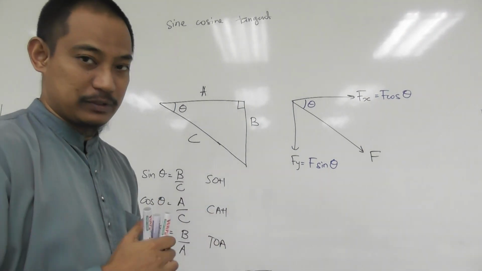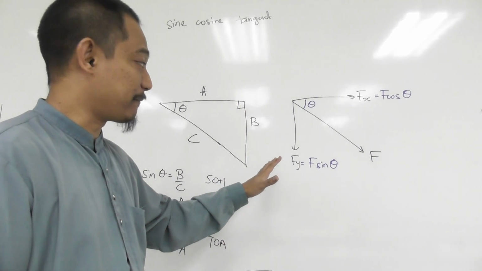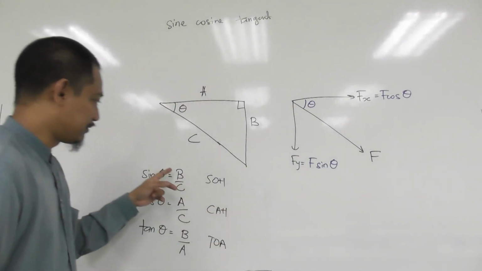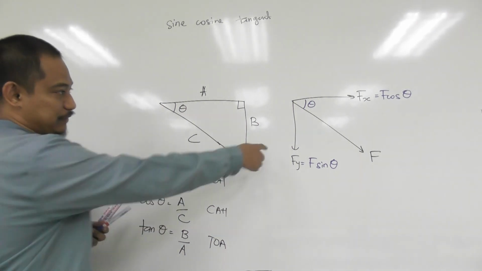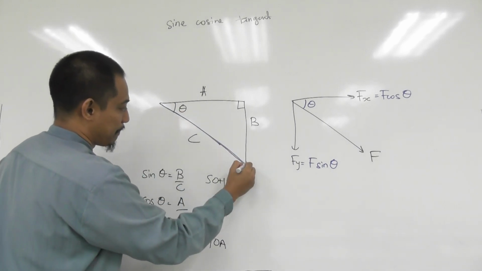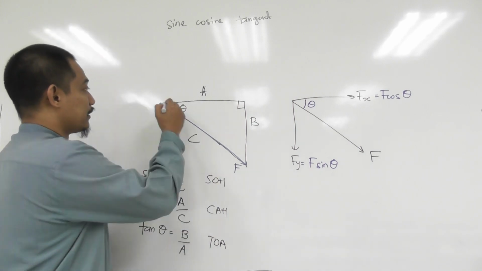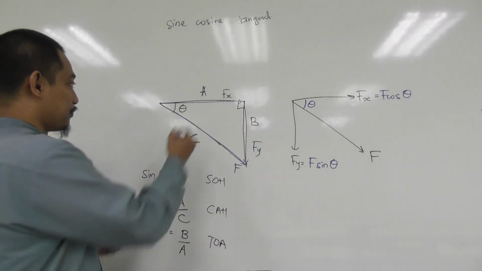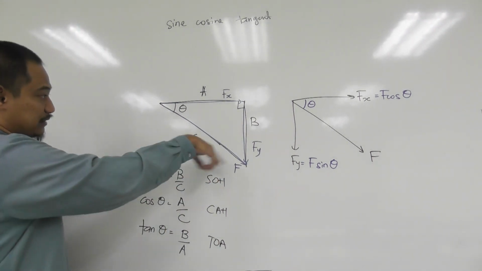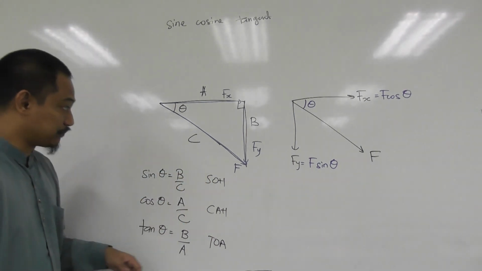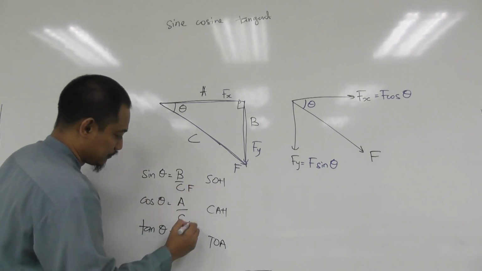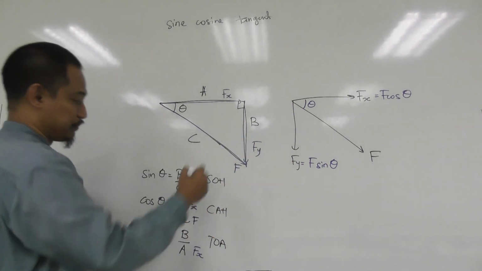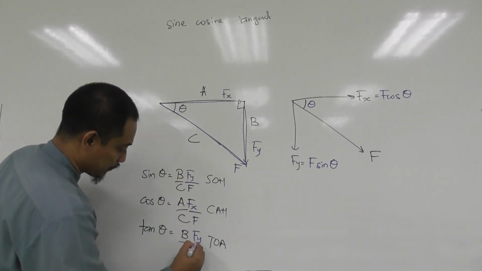Now, for those who have no problem whatsoever with this, then alhamdulillah, for this part you are good to go. My concern is if some of you still struggle: how does this become F sine theta? How does this become F cos theta? It actually comes from here. Hopefully you can see the parallel: if this is F, this will be Fx, and this will be Fy. This component and this component become this resultant. So F is basically C here, Fx is A, and Fy is B.